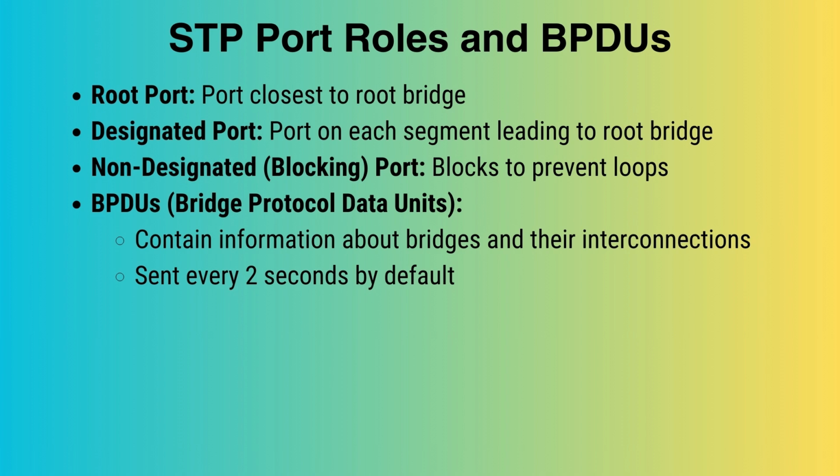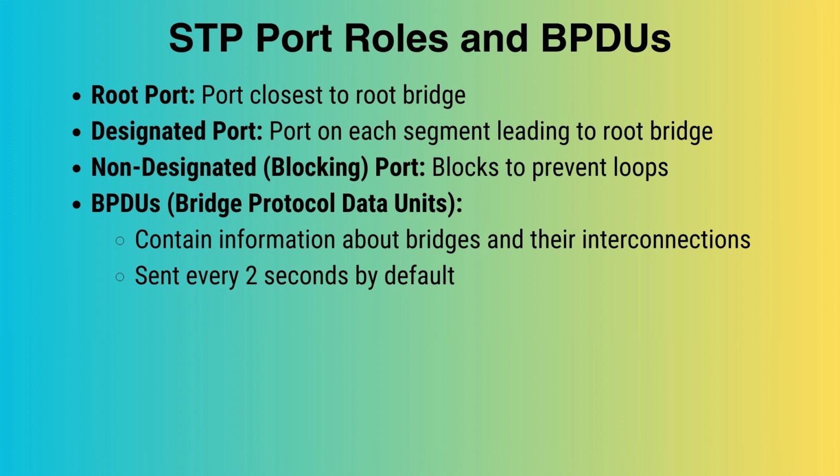In Spanning Tree Protocol, each port has a specific role to play in maintaining a loop-free network topology. The root port is the port with the best path to the root bridge, essentially the port that the switch uses to reach the root bridge. Designated ports are selected on each network segment. These ports handle the forwarding of frames for that segment. Non-designated ports, on the other hand, are in a blocking state to prevent loops.